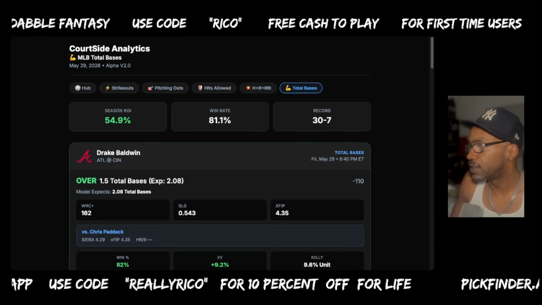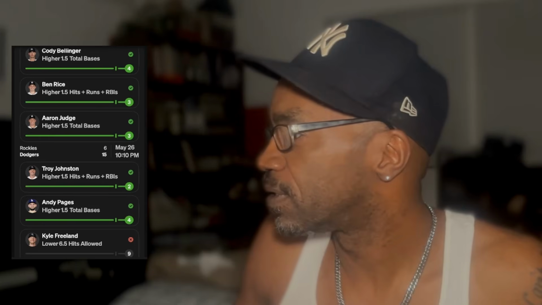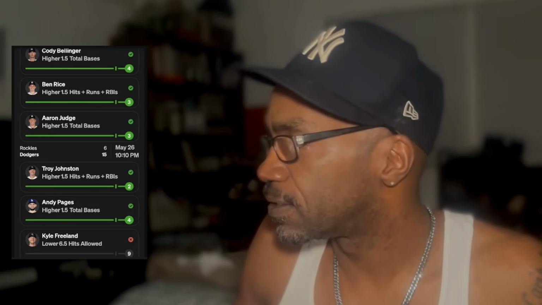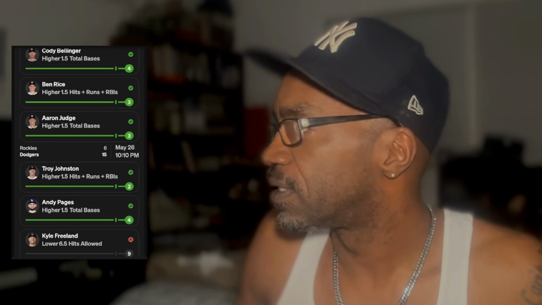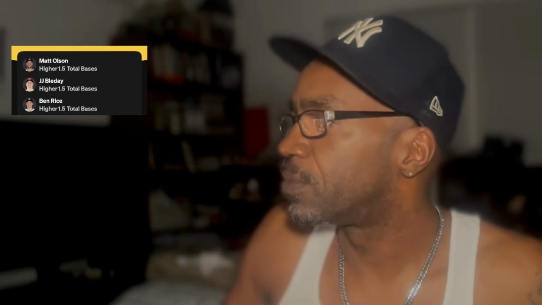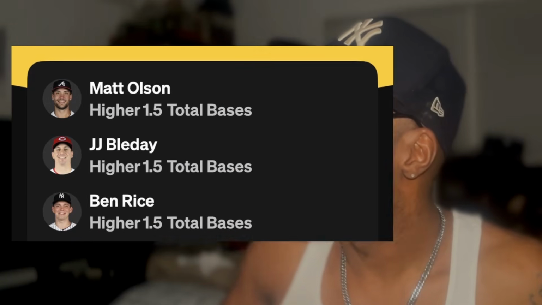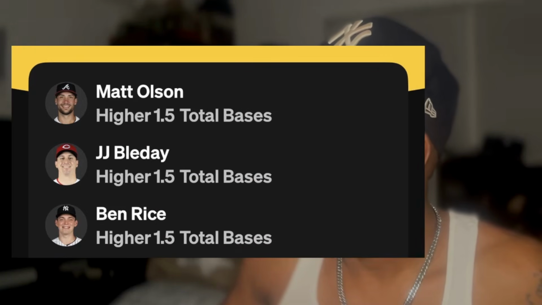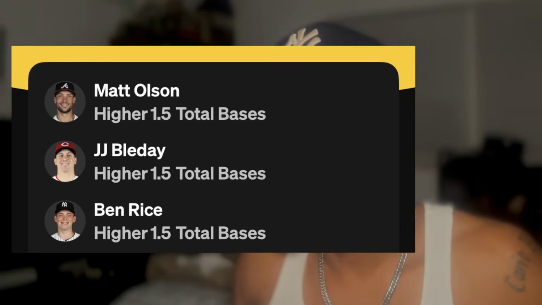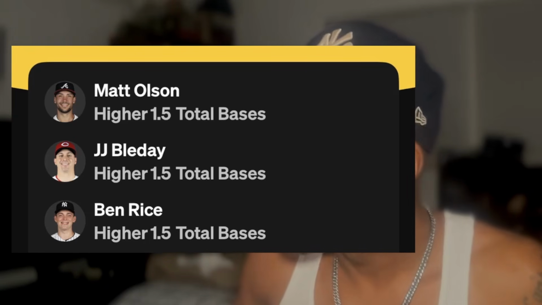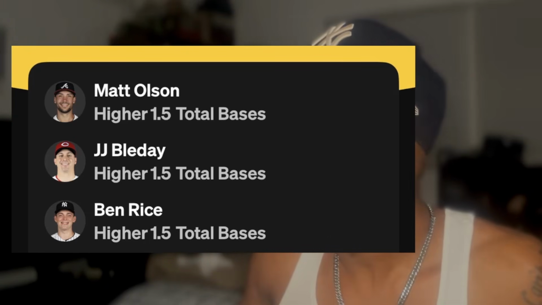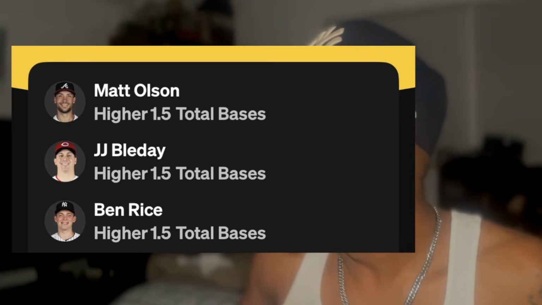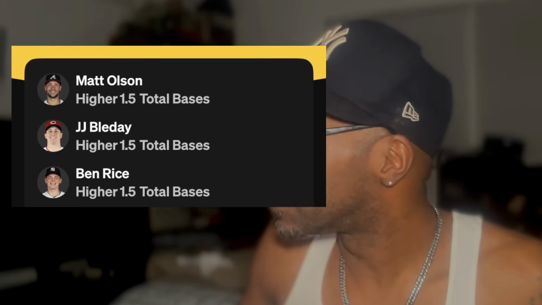But let's go over here to me in chat. And then, wait, why can't I see something supposed to be there? Man, I can't believe I missed that the other day. But there should be some plays in here. Boom. Starting off with Matt Olson, JJ Bleday, and Ben Bryce over 1.5 total bases. Something got to smack over 1.5 total bases. Who's next?